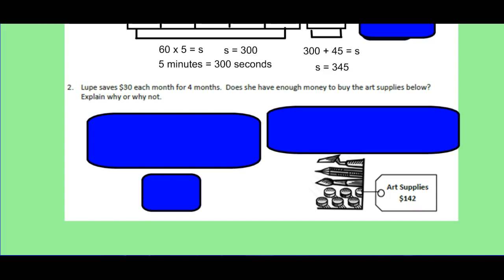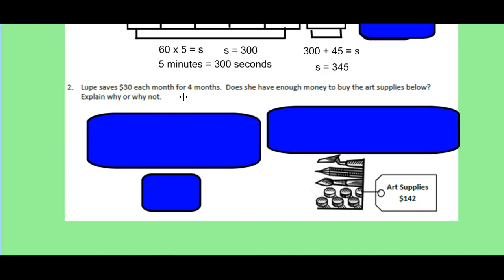So this problem says Lupe saves $30 each month for 4 months. Does she have enough money to buy the art supplies below? Explain why or why not. So I see right here that the art supplies that she wants to buy are $142. So we're trying to figure out if she has enough money to buy these art supplies whenever she saves $30 each month for 4 months.